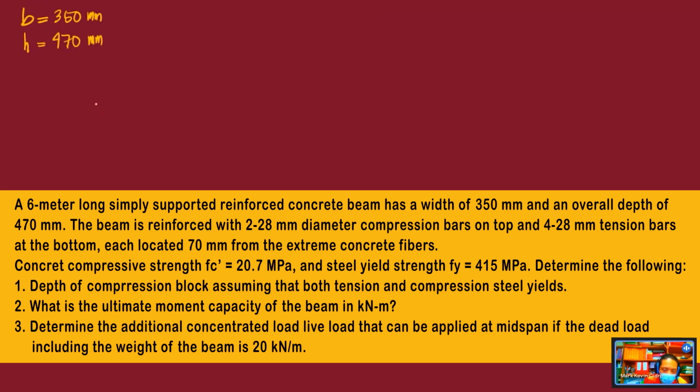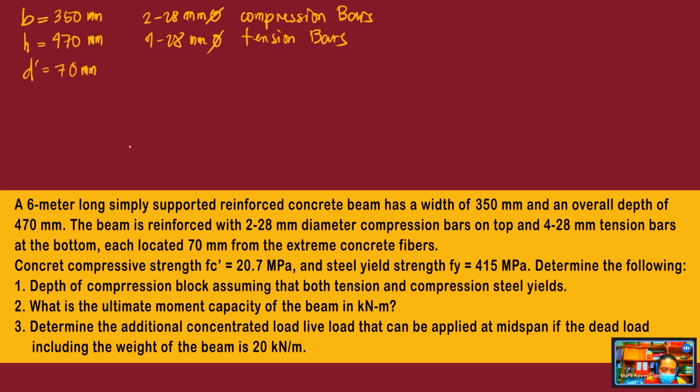The beam is reinforced with 2-28 mm compression bars and 4-28 mm diameter tension bars at the bottom, each located 70 mm from the extreme concrete fiber. So our d prime here is 70 mm. Concrete strength f'c is also given, that is 20.7 megapascal, and of course fy, which is 415 megapascal.